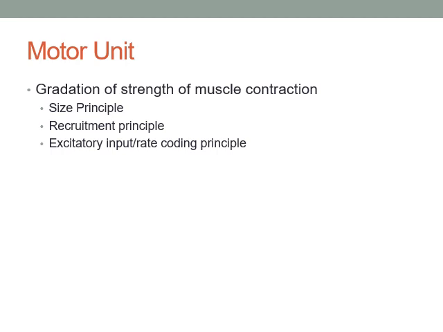And then you have the excitatory input and the rate coding principle. What this does is it increases the frequency of stimulation as the muscle fibers develop maximum tension. So if the muscles are really under maximum tension, what the excitatory input rate coding principle says is your nervous system will actually increase the frequency of stimulation. So again, you're getting as much force as you need to carry out whatever activity it is.